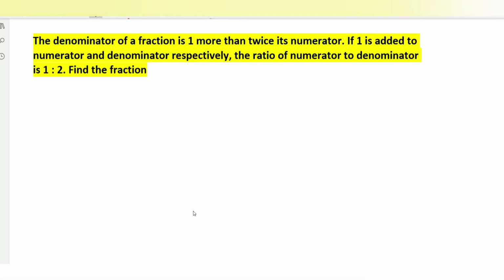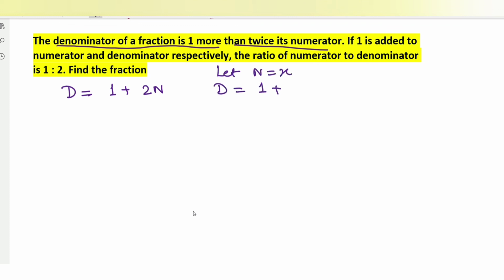Now, this is the last question of this topic here. The denominator of a fraction is 1 more than twice the numerator. Okay, the denominator is equal to 1 more than twice the numerator. Now, we will assume the numerator as x. So we will get the denominator as 1 plus 2 times x. Okay, so the denominator is 1 plus 2x.